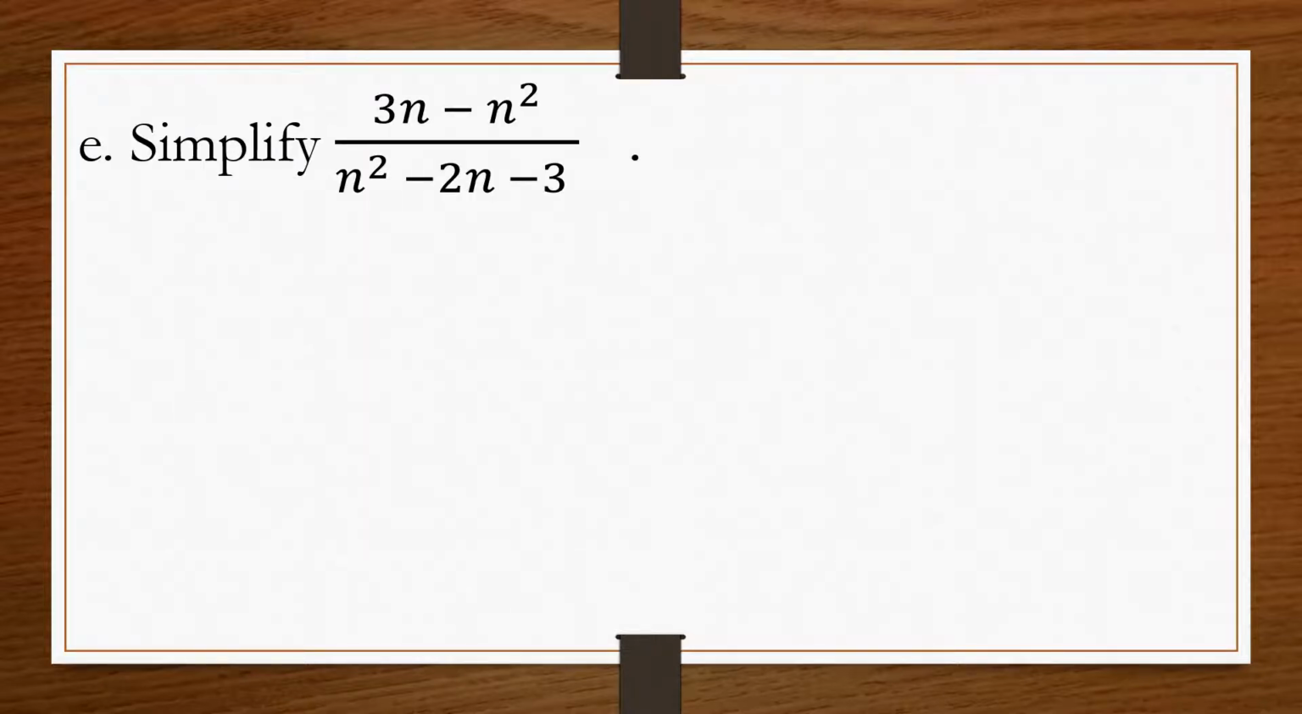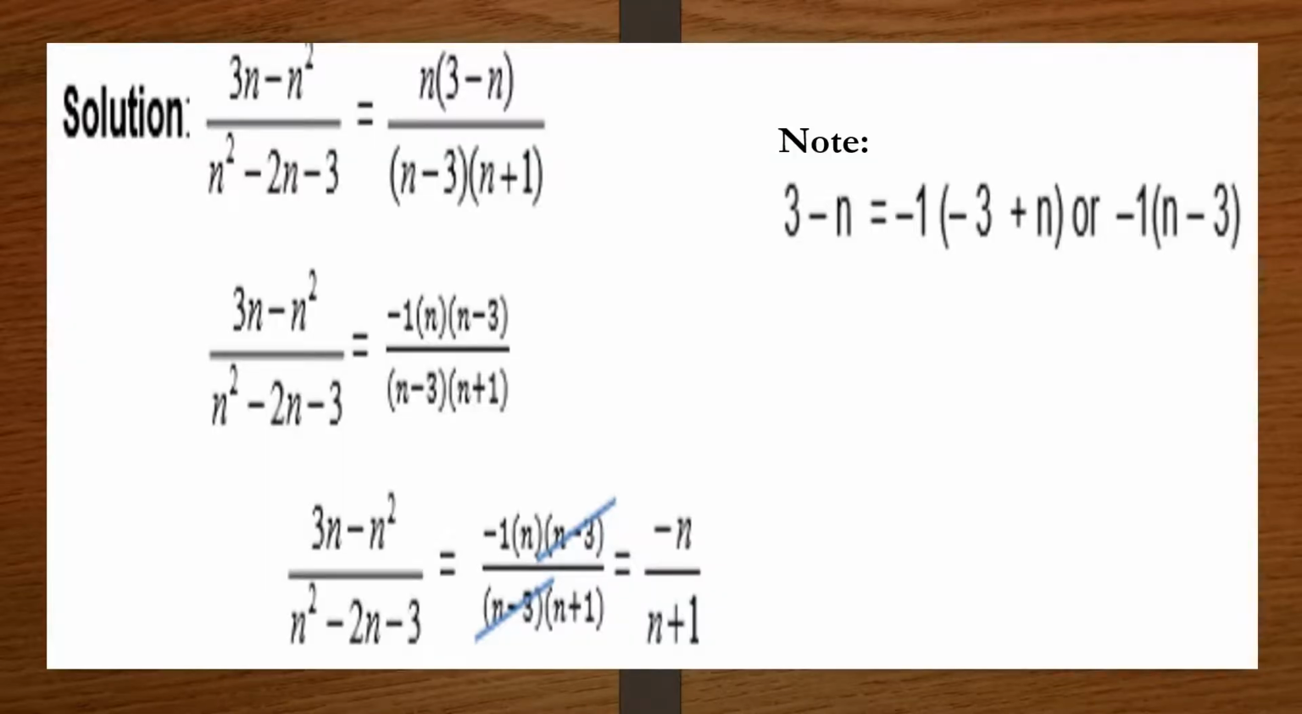Simplify 3n minus n squared over n squared minus 2n minus 3. Okay, here is the solution. 3n minus n squared over n squared minus 2n minus 3.